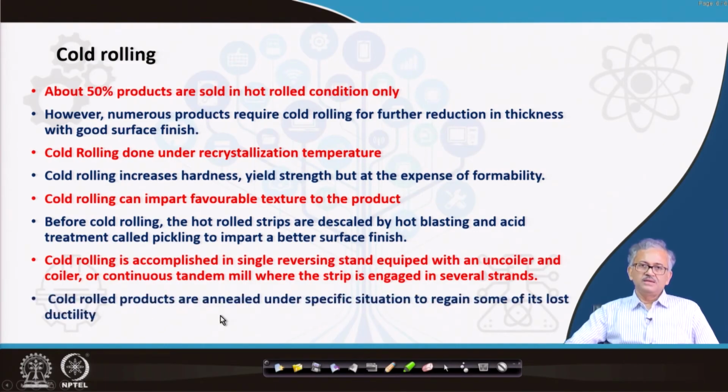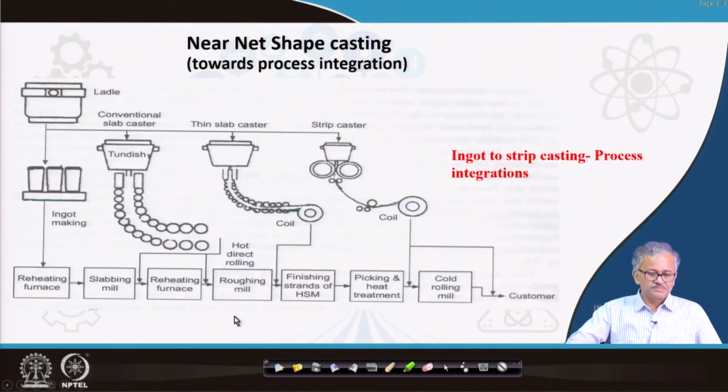Cold rolled products are annealed. It has to be annealed because a lot of strain is generated that has to be released. So it is annealed under specific conditions to regain some of its ductility also. If your strain is released, you can get some more ductility. So some products require some annealing after cold rolling.